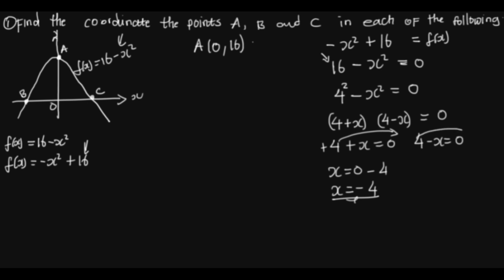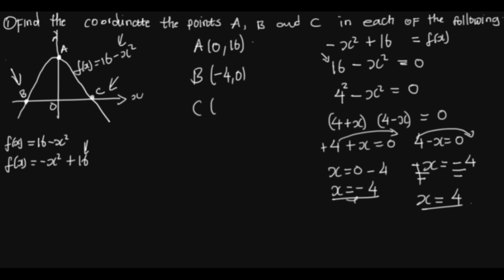For the other one, we move the positive 4 to the other side. So we have negative x is equal to negative 4. We divide by negative on both sides, so x is equal to positive 4. So we can see that we have the same values but with different signs. B is located on the negative part, so B has the negative x coordinate. So it's negative 4, 0. Our C is located on the positive part, so our coordinate is 4, 0. So this is how you should find the coordinates of the points.